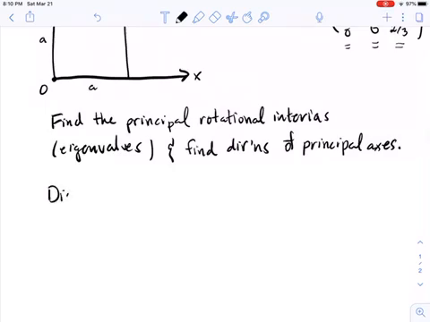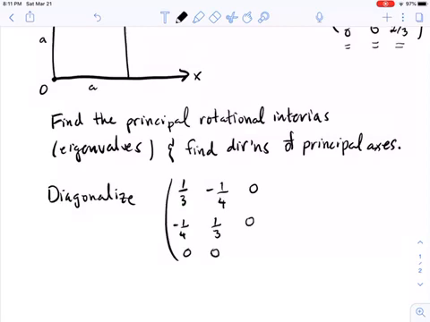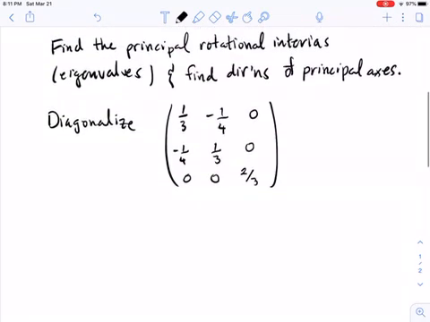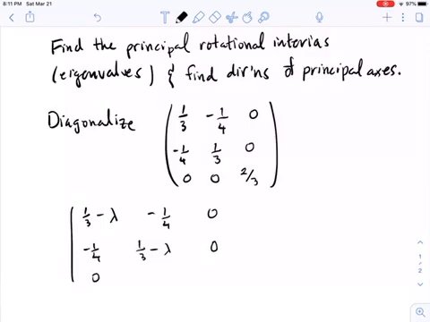Okay, so our goal is to diagonalize the 3x3 matrix that looks like this. For this process, I'll drop the factor of ma squared out front; in the end, we'll need to put it back in when we find the rotational inertia. The process is to take the diagonal elements, subtract off the lambda, and then take a determinant, which would lead to a cubic equation in lambda, and so we'll be able to find the three roots of lambda, which will be our three eigenvalues. And we want that determinant to be equal to zero.